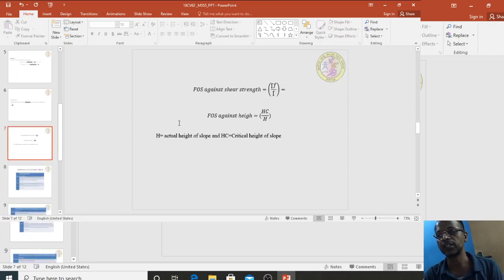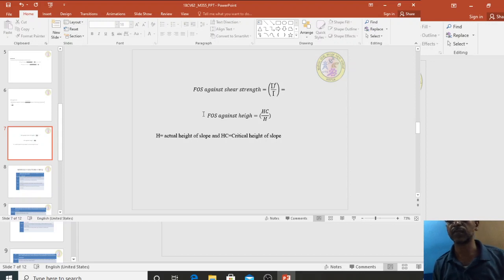Similarly, the factor of safety with respect to shear strength is given by tau f divided by tau, where tau f is equal to C plus sigma tan phi. If you calculate it, you will get the factor of safety. One more definition is there, because the height also plays a vital role in deciding the stability of the embankment: critical height divided by actual height.